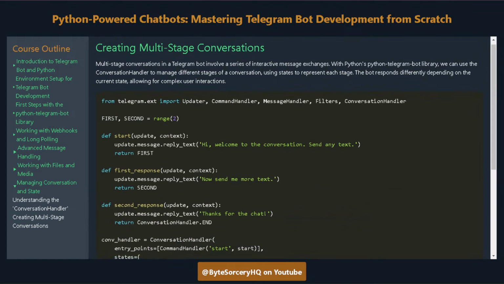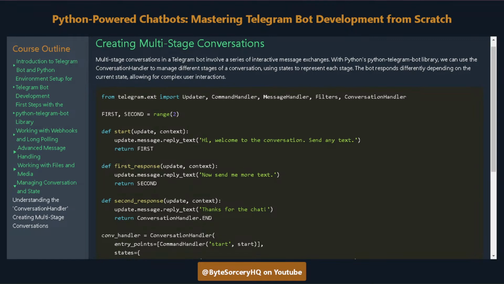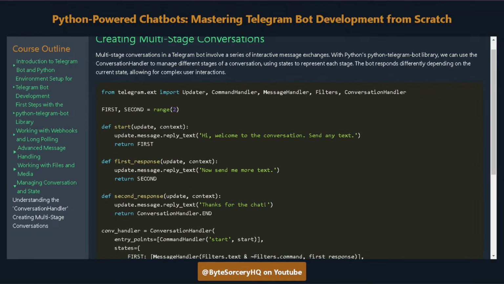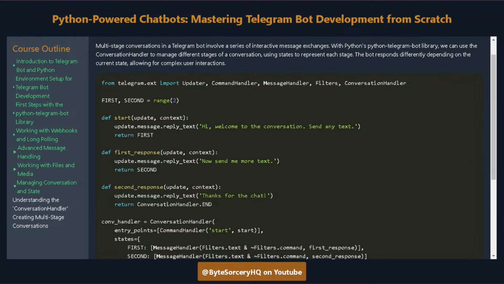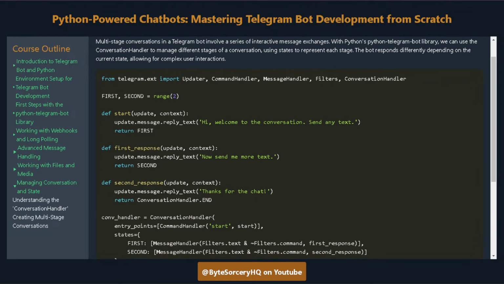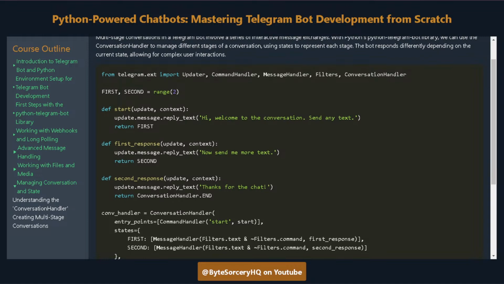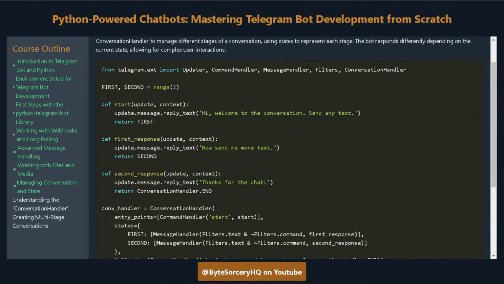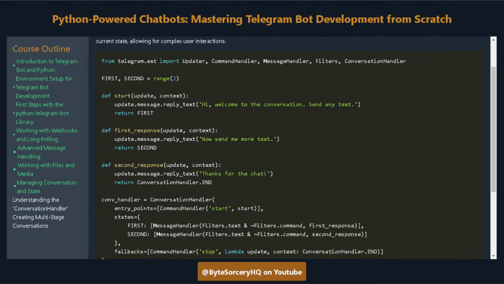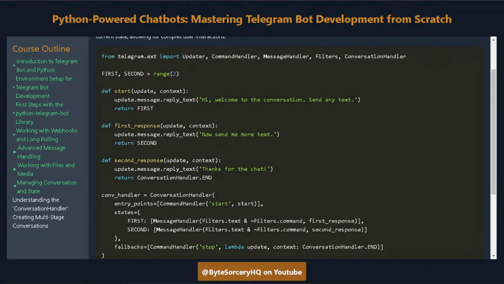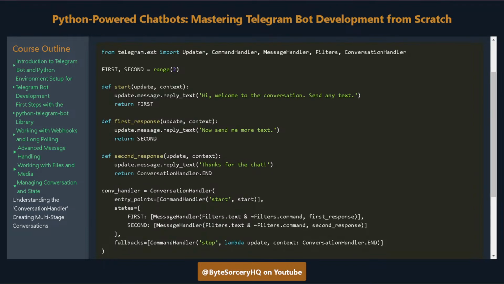Creating multi-stage conversations. Multi-stage conversations in a Telegram bot involve a series of interactive message exchanges. With Python's Python Telegram bot library, we can use the conversation handler to manage different stages of a conversation, using states to represent each stage. The bot responds differently depending on the current state, allowing for complex user interactions.